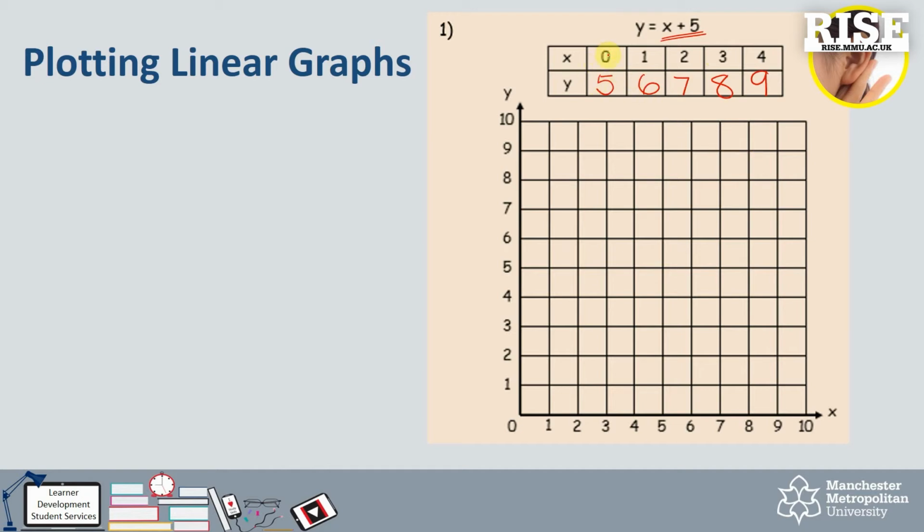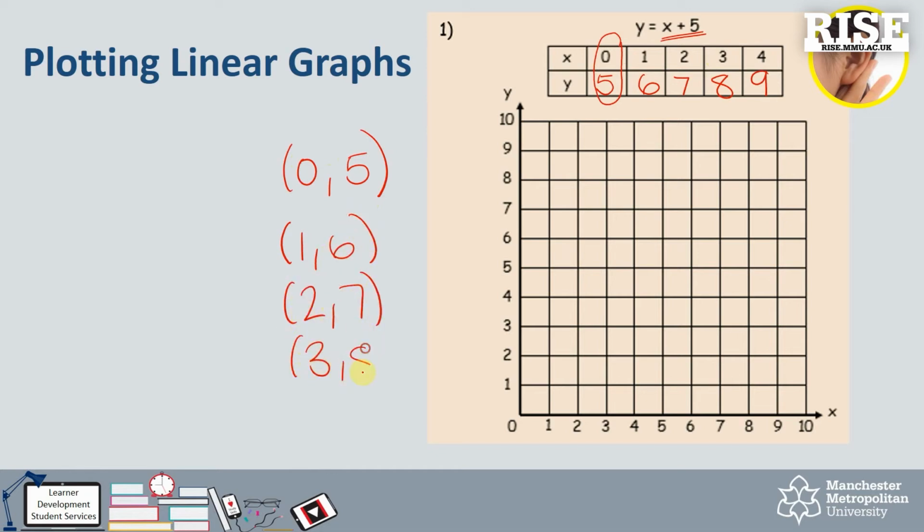Now I can read from my table of values the coordinates that need plotting. This is telling me that when x equals 0, y equals 5. So I can pair up my coordinates like that, reading from the table. I've got 2 more, 3, 8, and 4, 9. And now I can plot them. So I've got 0 and 5, 1 and 6, 2 and 7, 3 and 8, 4 and 9.